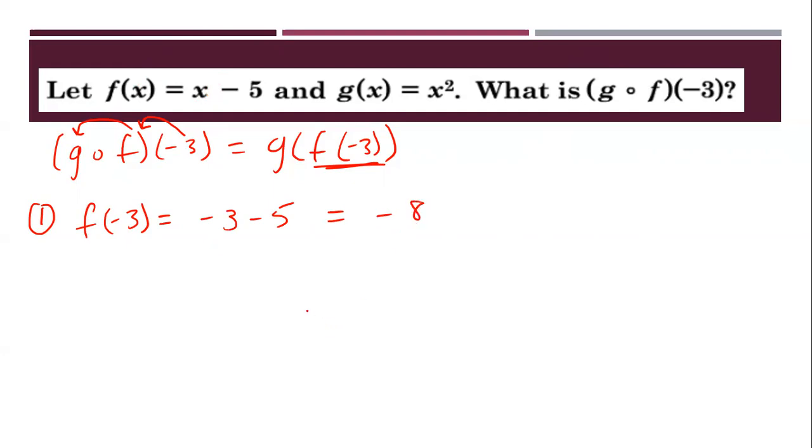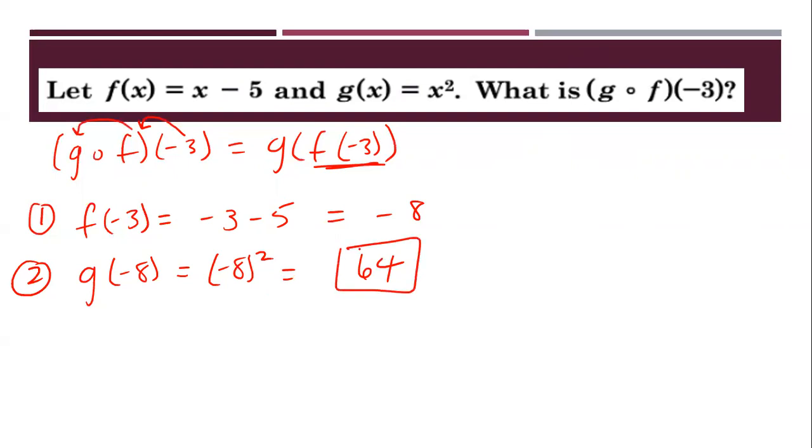So step two is I'm going to take the output from here, -8, and plug it into G, because that's my outside. So I have G of -8. I'm taking -8 and plugging it into the G function. Yes? That gives me -8 squared, which equals positive 64. So my final output is 64. Okay, that's not hard. Yes? That's good. Okay?